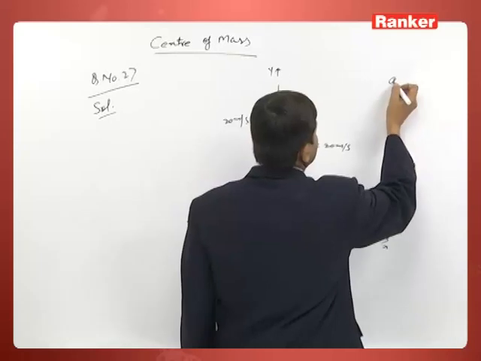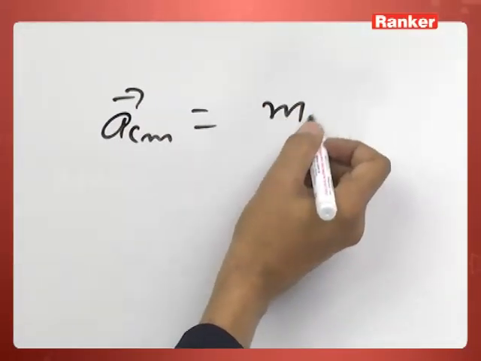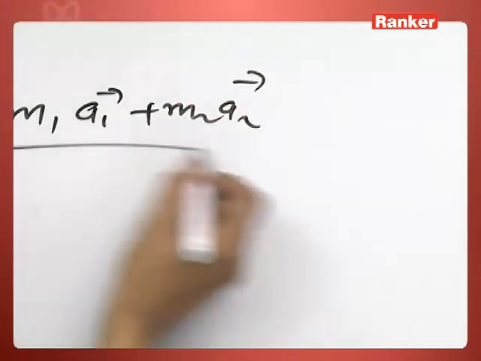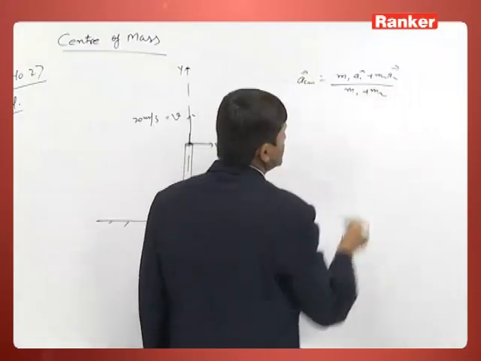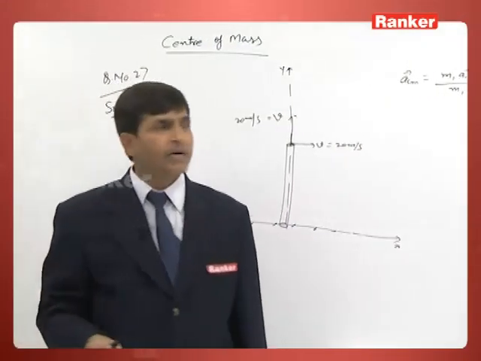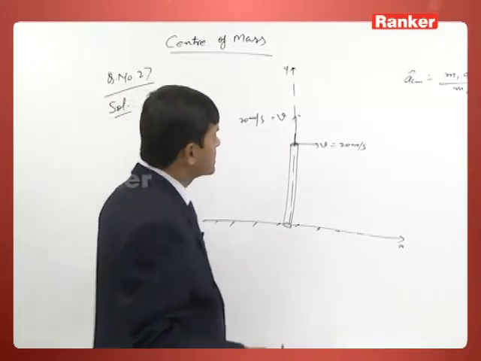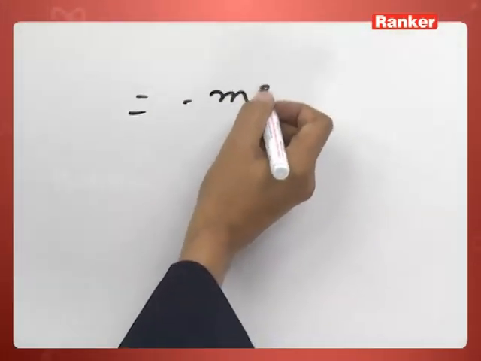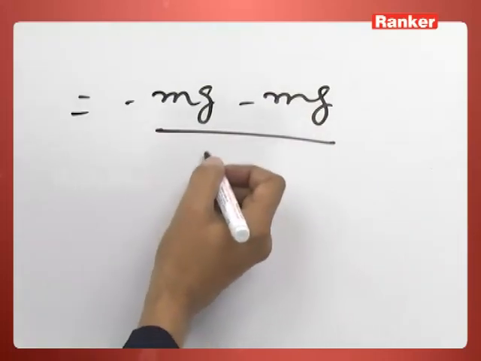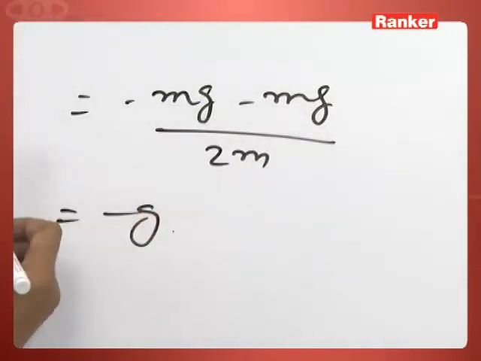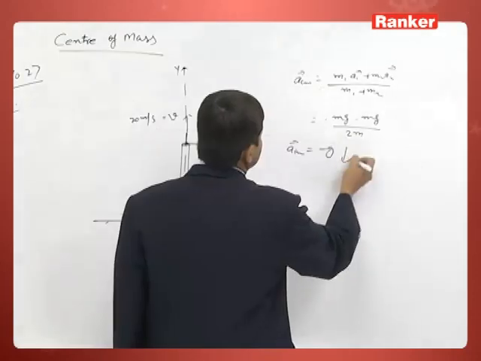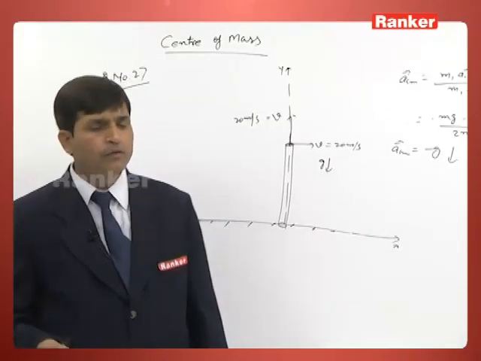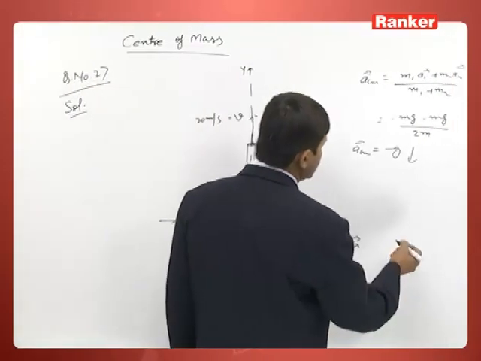First of all, the acceleration of the center of mass a_CM is equal to (m1 a1 plus m2 a2) by (m1 plus m2). Both particles have equal masses and both are moving under gravity downward. So it is minus mg by 2m, so that is minus g. So the acceleration of the center of mass is g downward. So option 1 is wrong, and option 2 is correct.